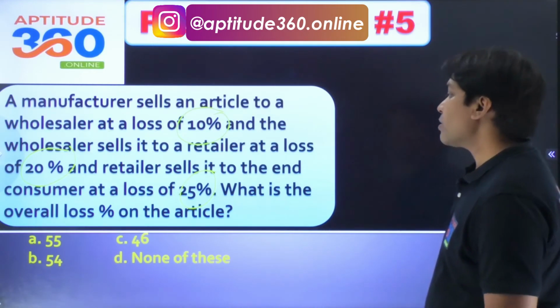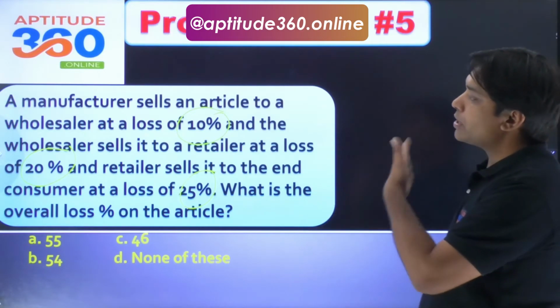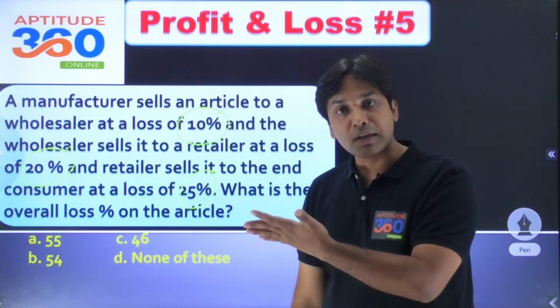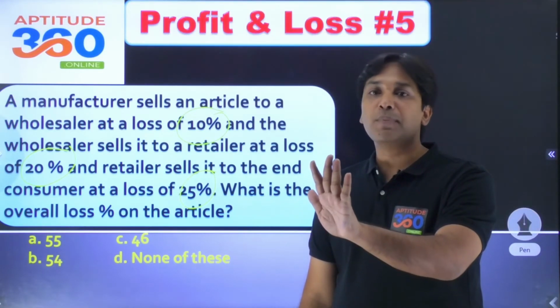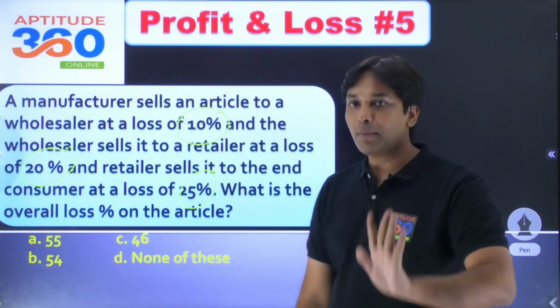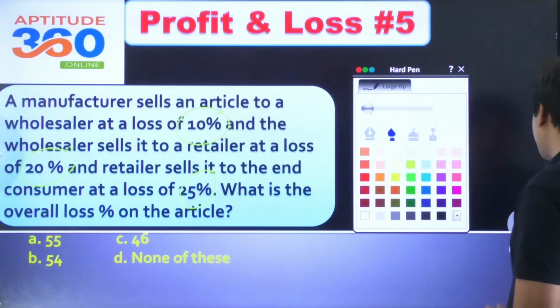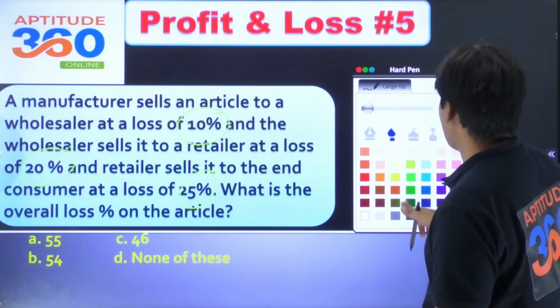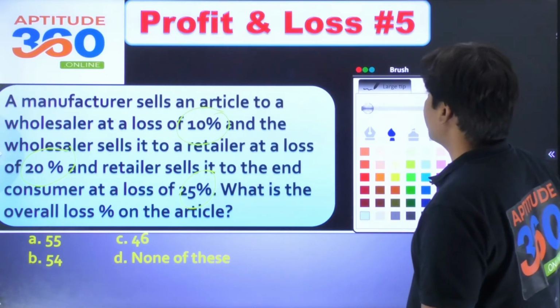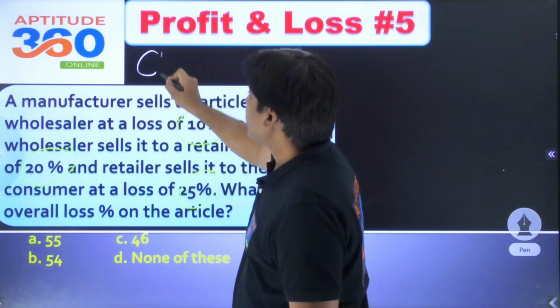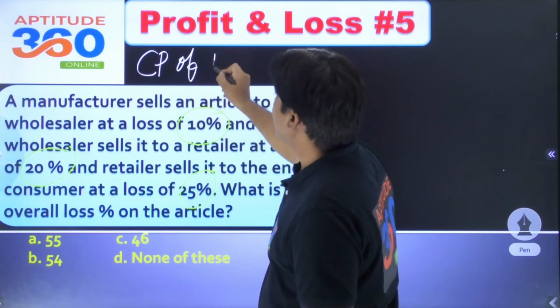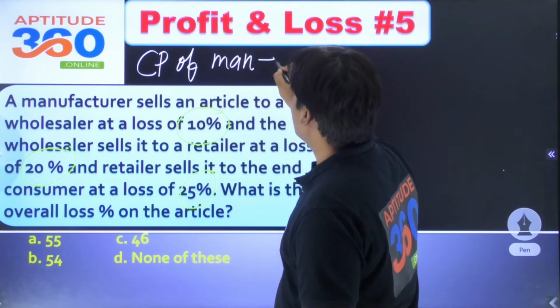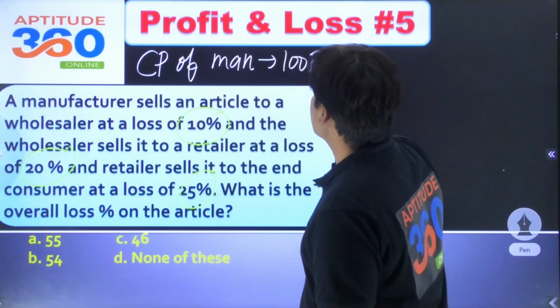What if I assume, because they're talking in terms of percentage, there is no variable which is given to me. मैं तो सीधे CP क्या मान के चलूँगा, 100 मान के चलूँगा, यही है ना भाई। मैन्युफैक्चरर की CP को मान लेते हैं, ये हो गया 100. So CP of manufacturer is going to be 100 rupees.